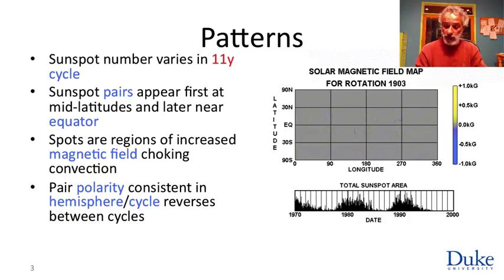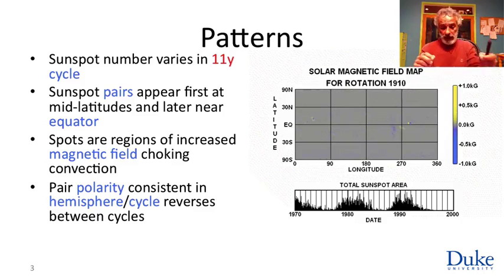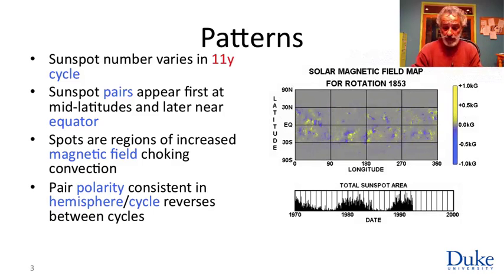Notice that yellow is one polarity and blue the opposite polarity, so magnetic field pointing in and out of the sun, and the sunspots appear in pairs. You see regions of blue preceded by yellow in this rotation, so there is a blue dot, and then to the west of it, a yellow dot in the northern hemisphere, and the polarity is reversed in the southern hemisphere.